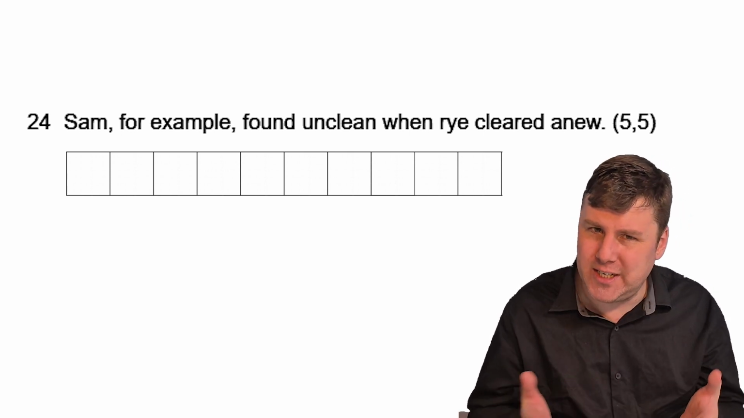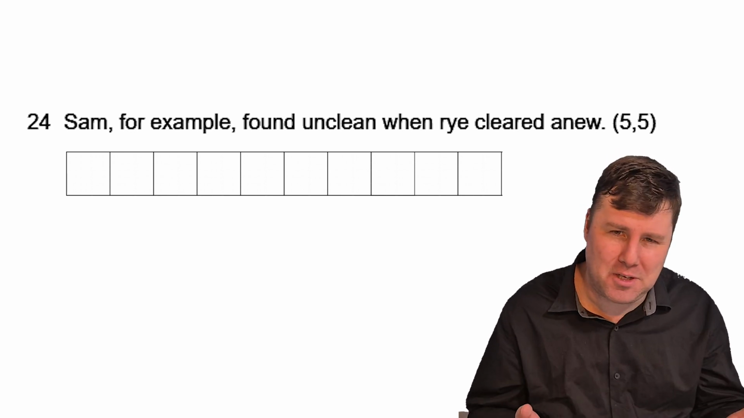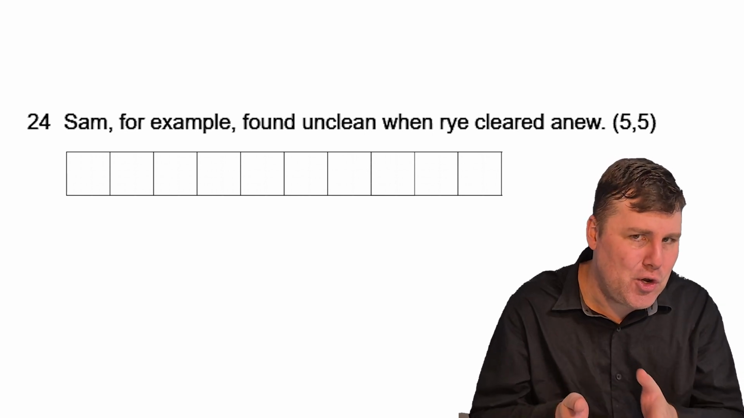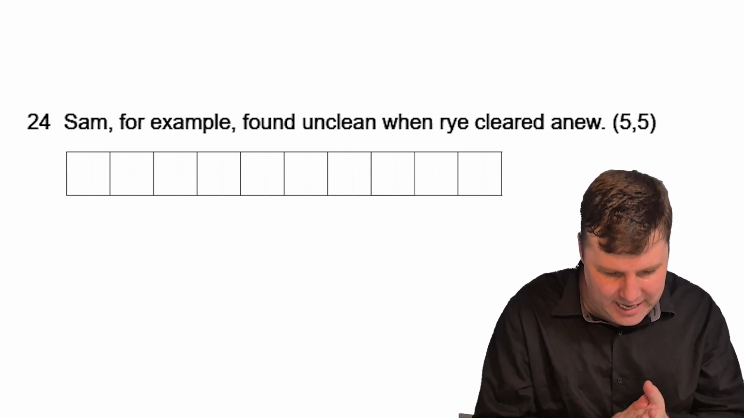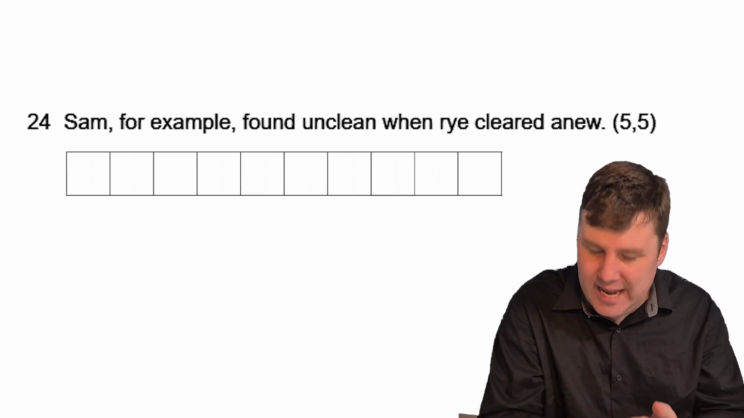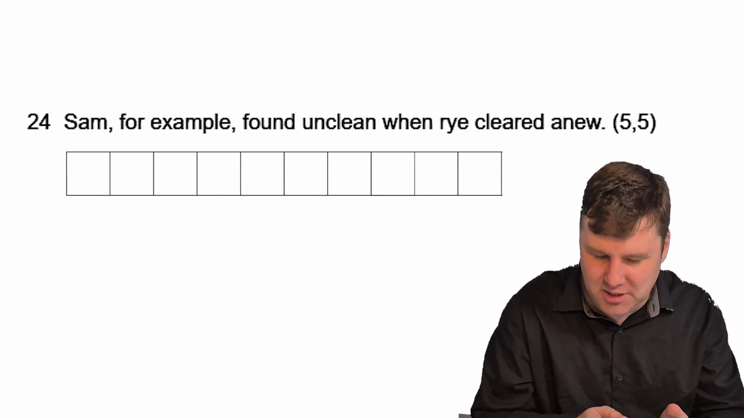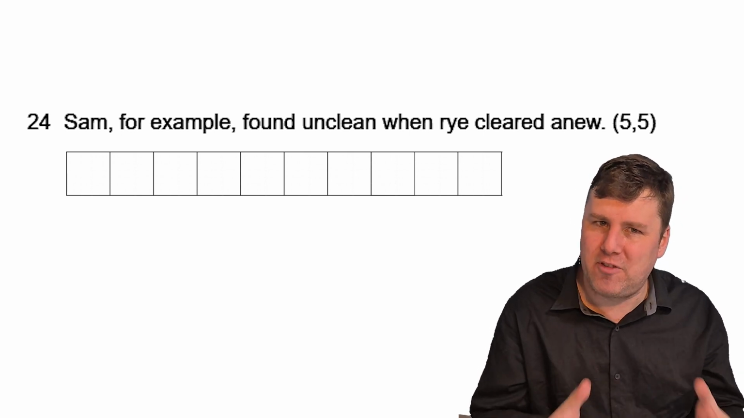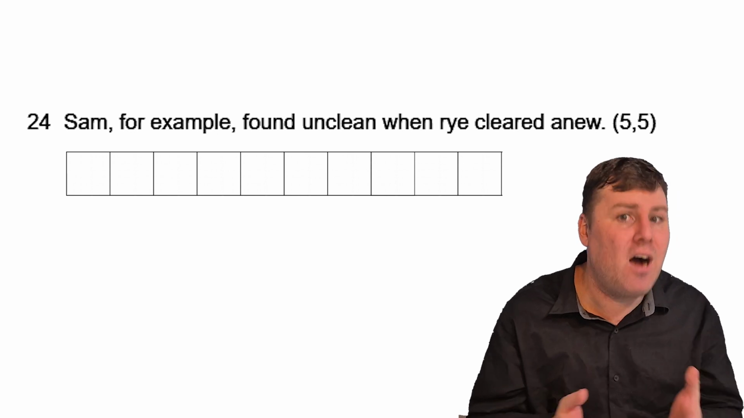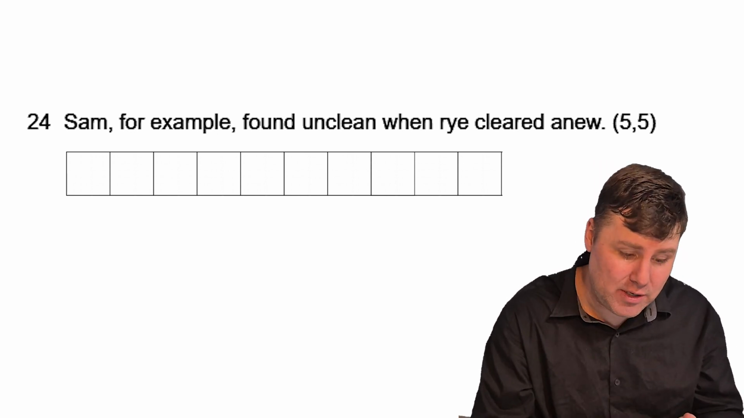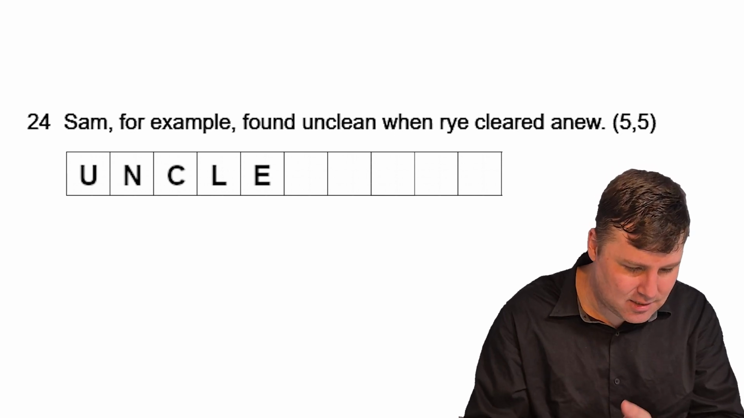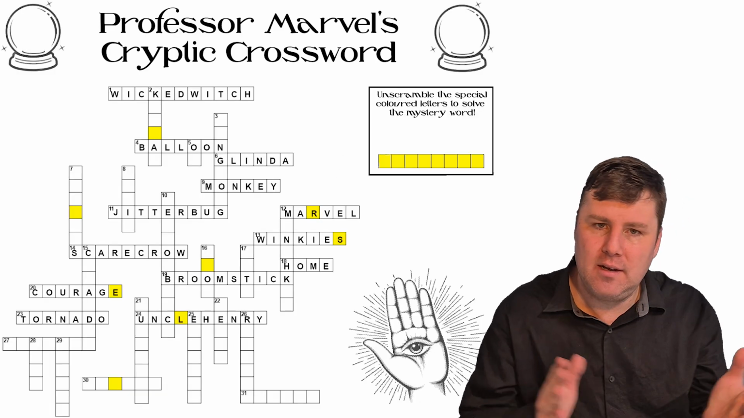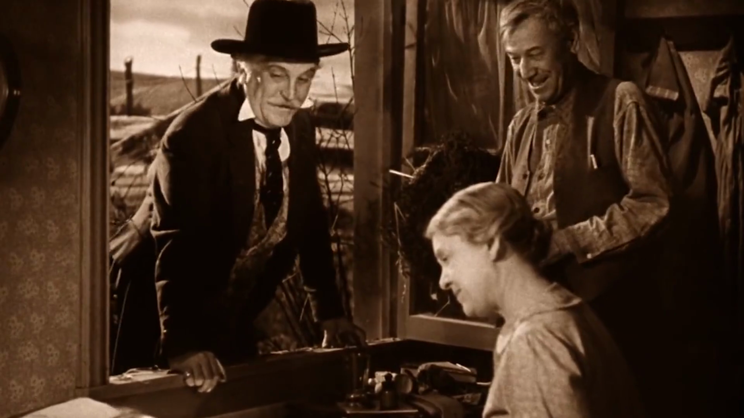So Sam, for example, who are some famous Sams that we can think of who might fit this answer a bit? So we have to clear anew out of the letters in the middle here. If we take A-N-E-W out of that middle section, already you can maybe find the answer there yourselves. And if we think Sam, for example, a famous Sam is, of course, Uncle Sam. So our answer here is an uncle. And with those cleared letters, Uncle Henry, when rye, Henry, we cleared off those other letters. 5-5, our answer is Uncle Henry. But I did leave you, Uncle Henry.